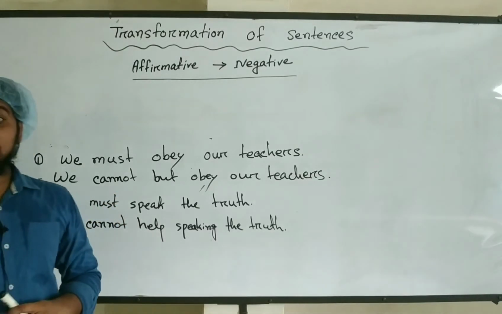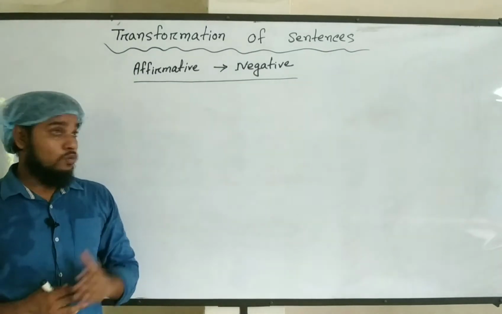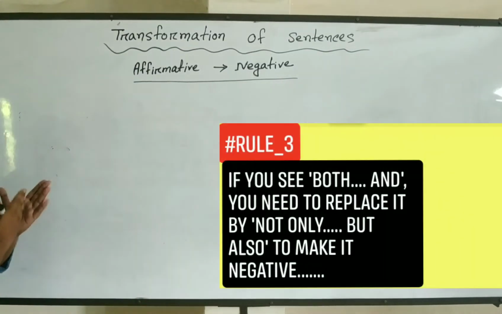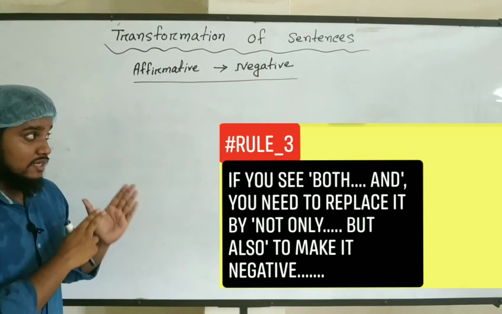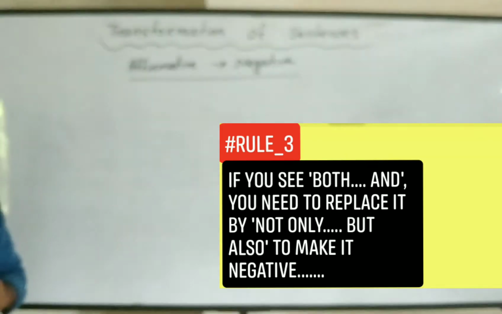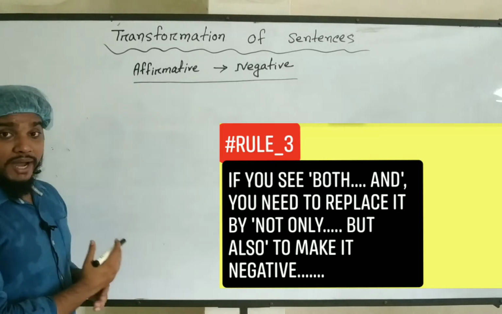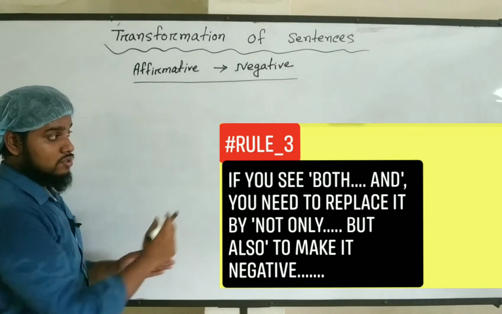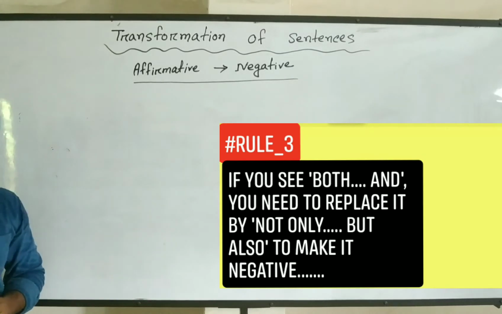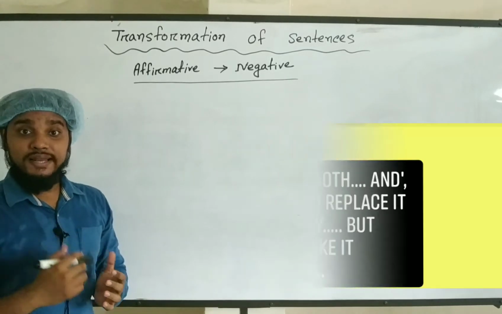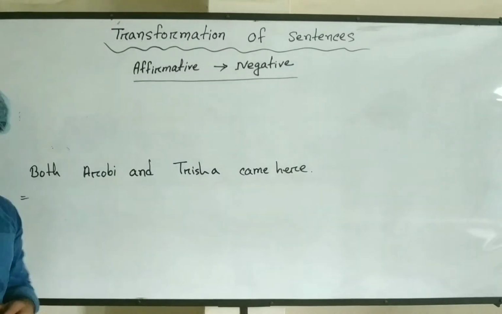Now let's move on to the next. Rule number 3. If you see both ... and in an affirmative sentence, you have to replace it by not only ... but also to make it negative. Okay? Let's do it with an example. Have a look at the example.